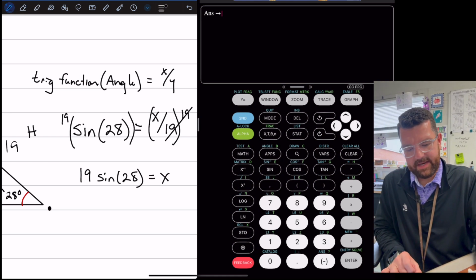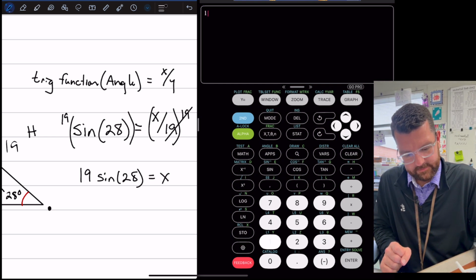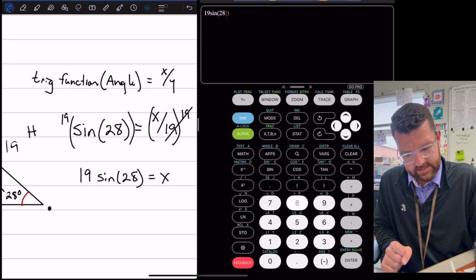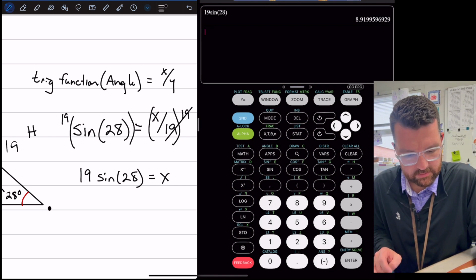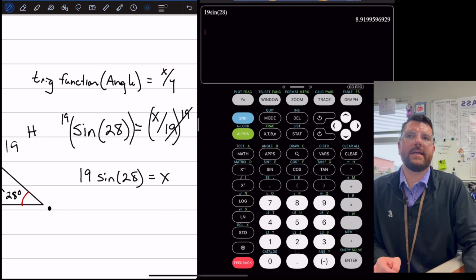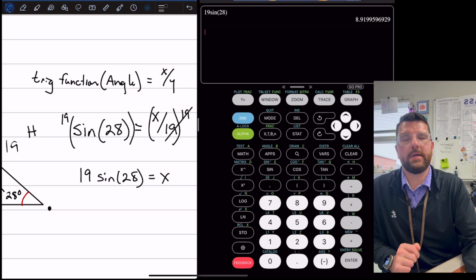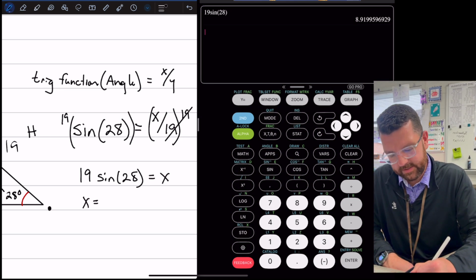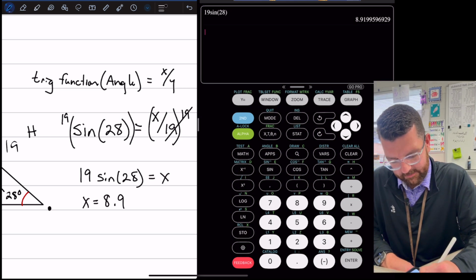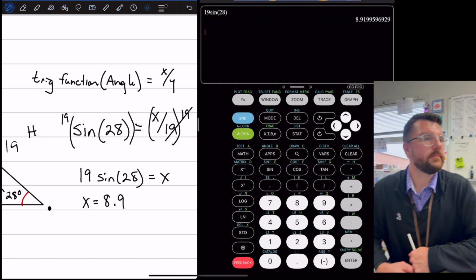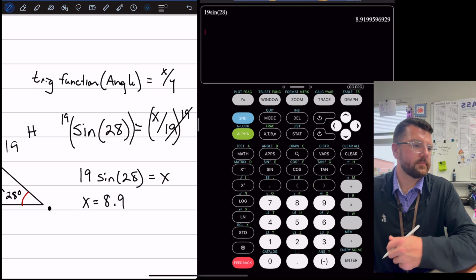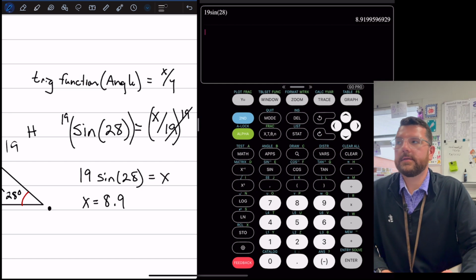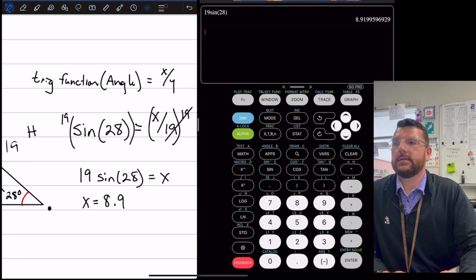And I can actually type that into my calculator. 19 sine of 28, close parentheses, and I get 8.9199596... All I care about is us getting one place past the decimal point, which is going to give me x equals 8.9. Everyone have that?